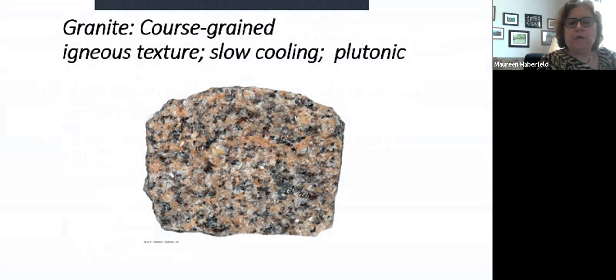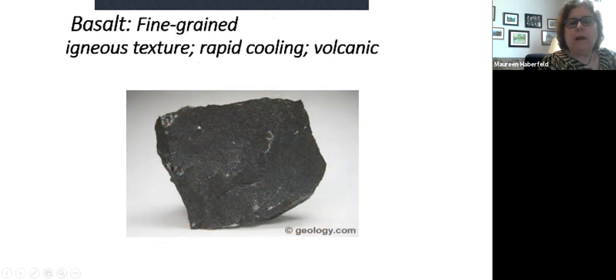So here's some pictures so you kind of know what I'm talking about. Granite is the coarse textured igneous rock that cools from the intrusive or plutonic material, the magma. So it's cooling at depth where it's very hot. It cools slowly, so you see the individual crystals. That's why it's said to have a coarse texture. You see some white crystals, some pink, some black, and they're all interlocking. Granite can be different colors. It doesn't always have to be pink.